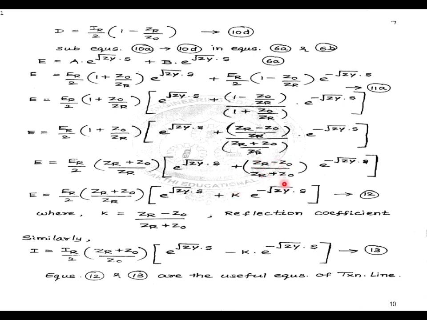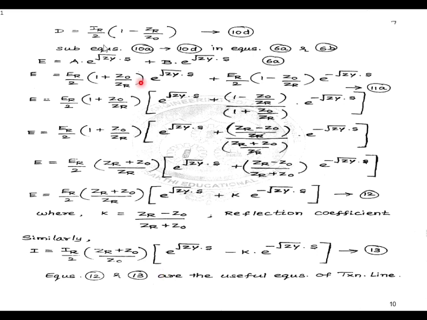Similarly, we can write for the current, I equal to IR divided by 2 into ZR plus Z0 divided by Z0 into e power root of ZY into S minus K into e power minus root of ZY S. These two equations are the general solution of the transmission line voltage and current equations.